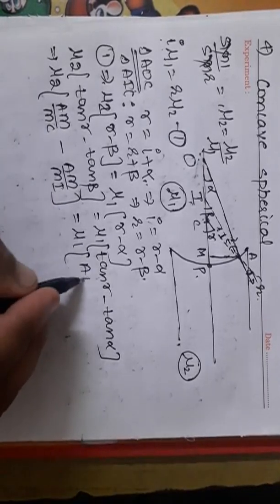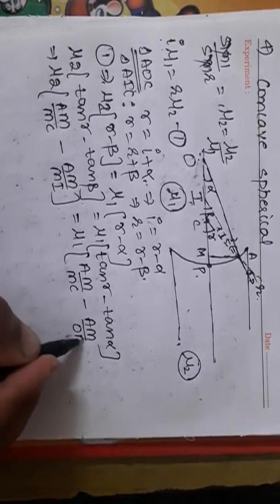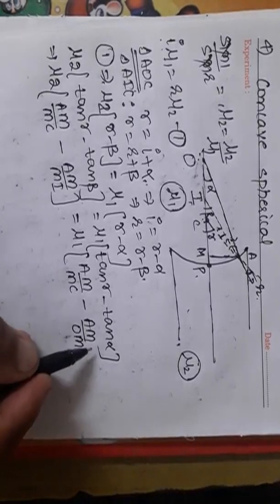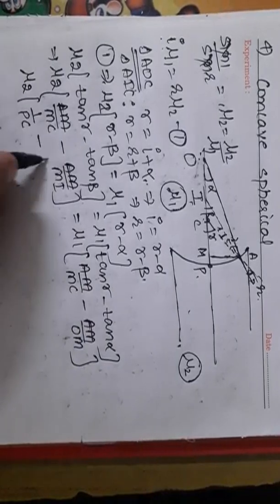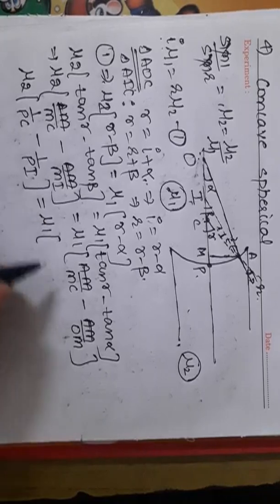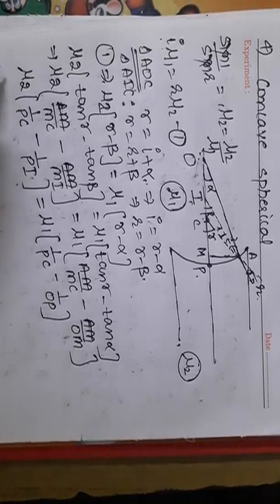tan gamma AM upon, tan alpha AM upon OM. AM neglected. If M lies close to P, then this is 1 upon PC minus 1 upon PI is equal to mu1 into 1 upon PC minus 1 upon OP.